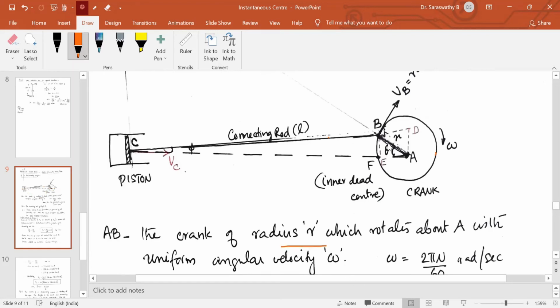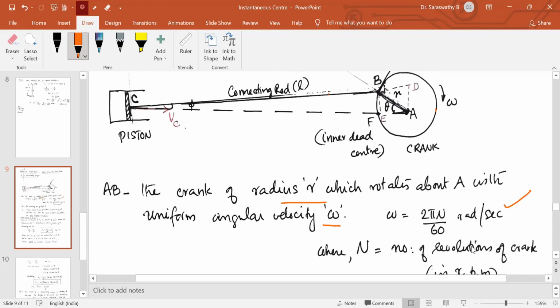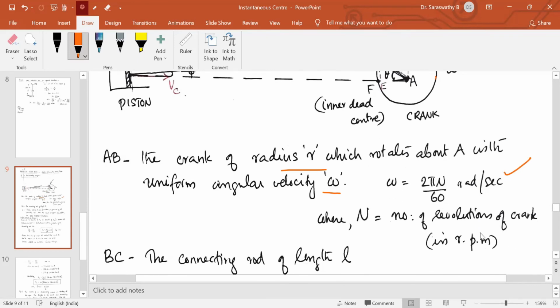Radius is r, the radius of the circle. This is the radius of the crank pin. It rotates about A with uniform angular velocity omega radians per second. The crank rotates at a very high speed, so normally the speed of the crank will be given in revolutions per minute, rpm. So if the crank rotates at N rpm, we have to convert it into 2 pi N by 60 radians per second. N is the number of revolutions of the crank in rpm.